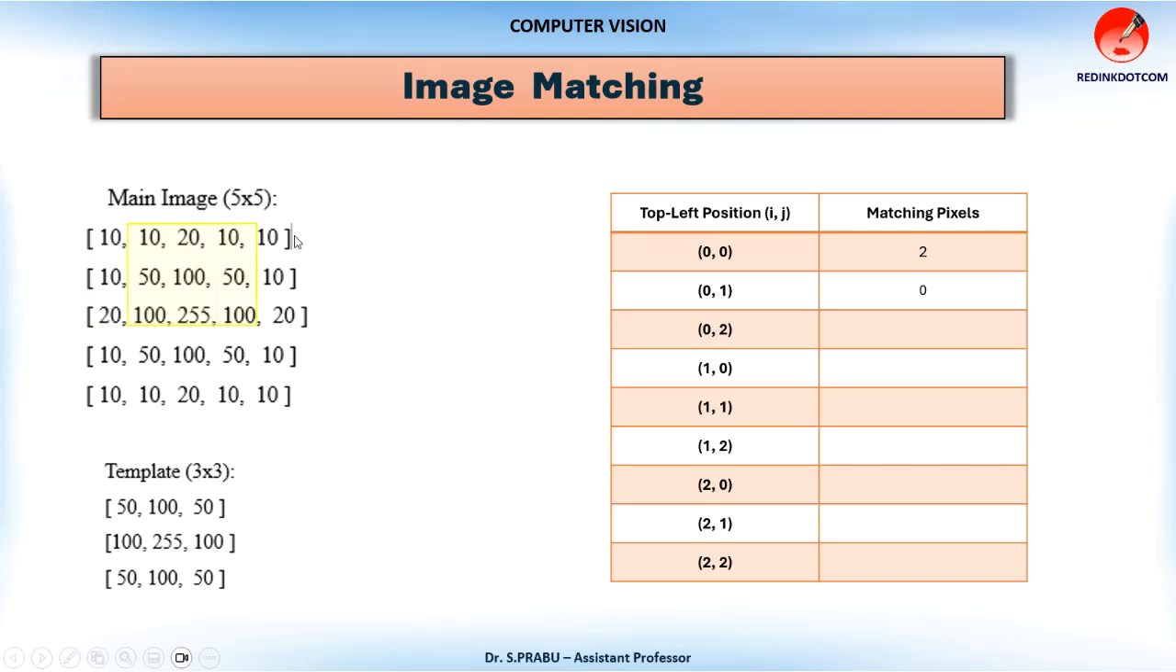Next, I slide to the next position. Here I compare this template with this patch. No values are similar, so I put 0 here. In this way, I can calculate all the pixel values. Finally, I found only this value having the highest matching pixels. That is, total pixels are 9, so all the pixels are matched here. So I understood the particular image is present inside this big image.